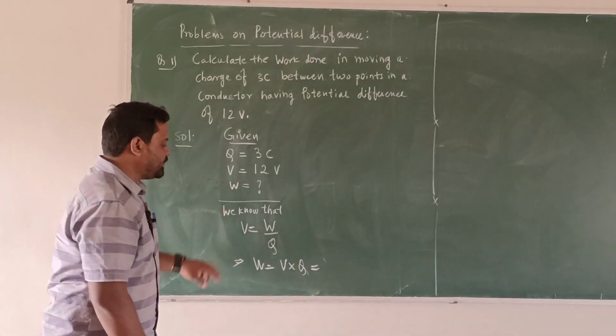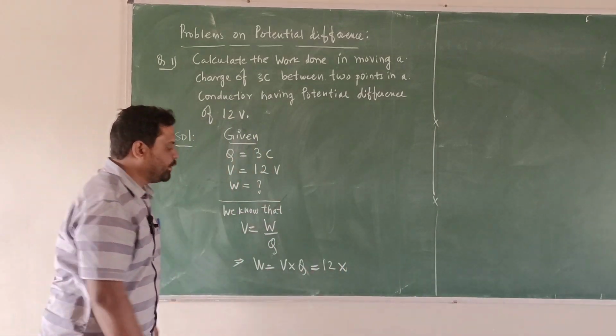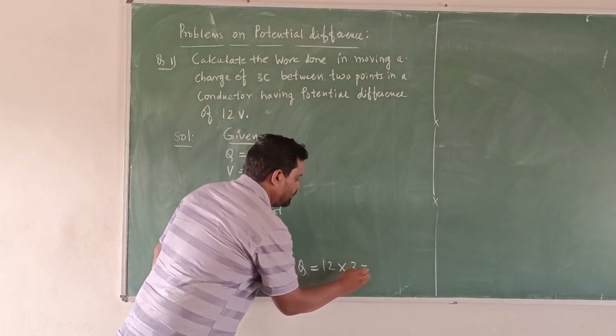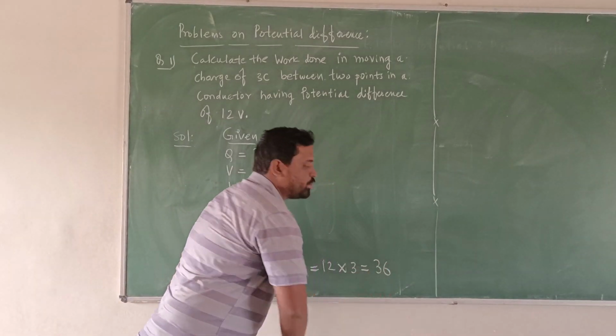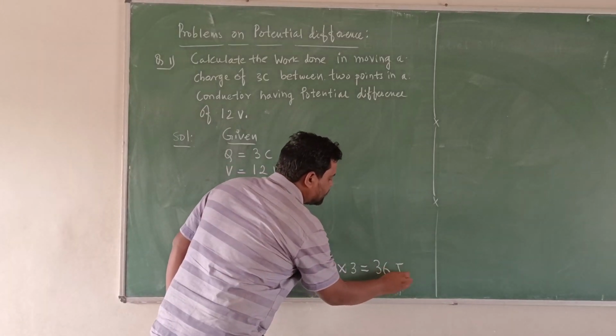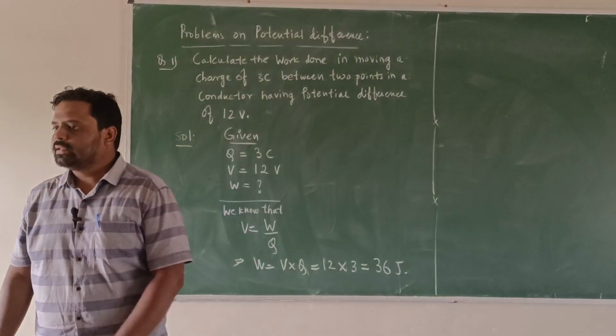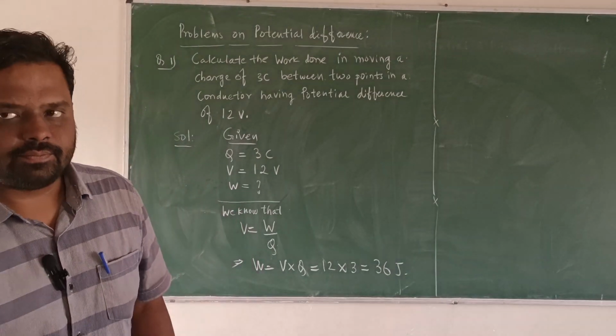So V is 12 volts into Q is 3 coulombs is equal to how much? What is the unit? You also forget this many times. 36 joules. That is the answer. Correct? Okay.